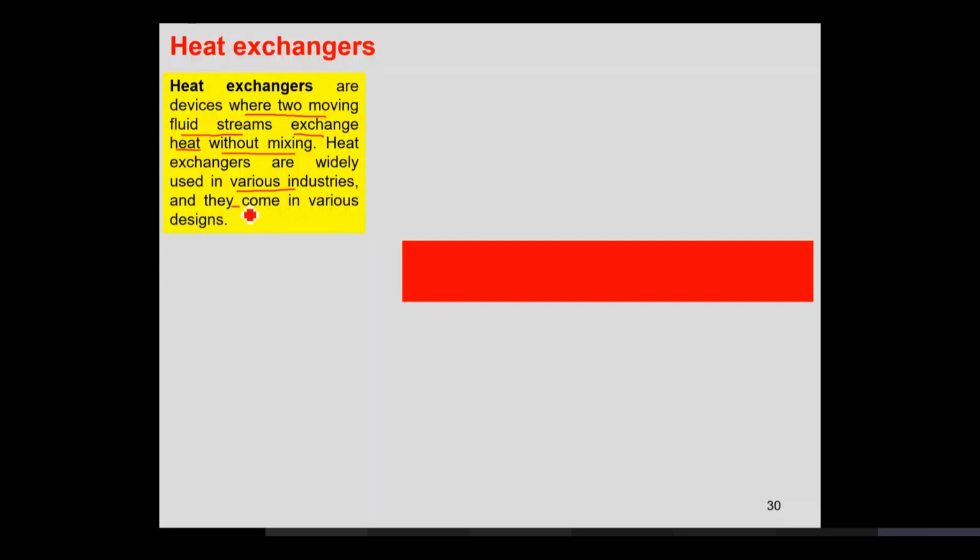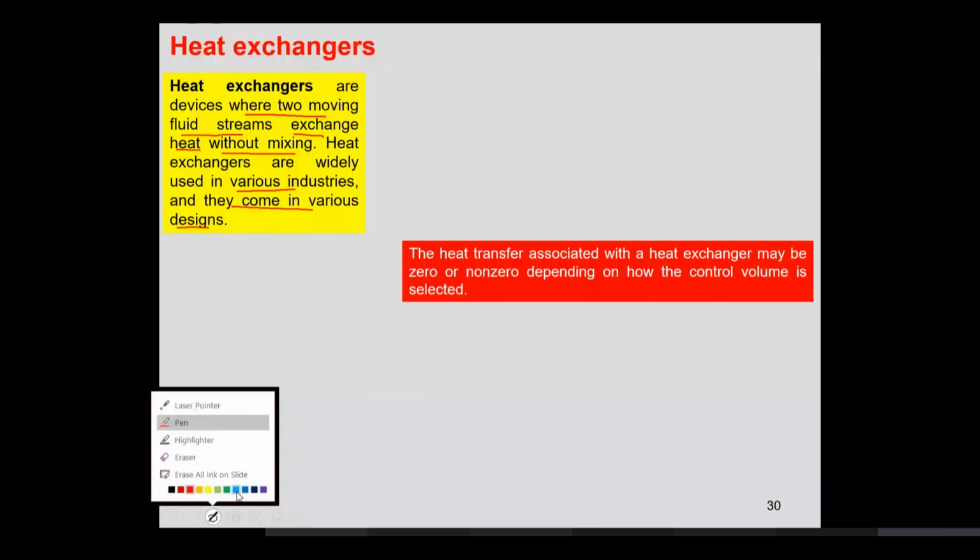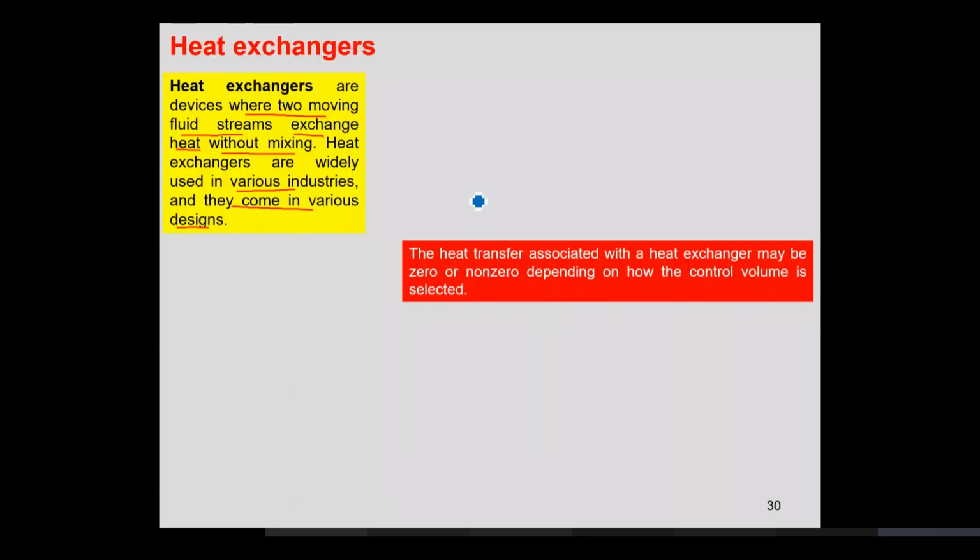They are widely used in various industries, and they come in various designs. The heat transfer associated with the heat exchanger depends upon how the control volume is selected. The heat transfer could essentially be zero, or it could be non-zero. It again depends upon how you select the control volume.